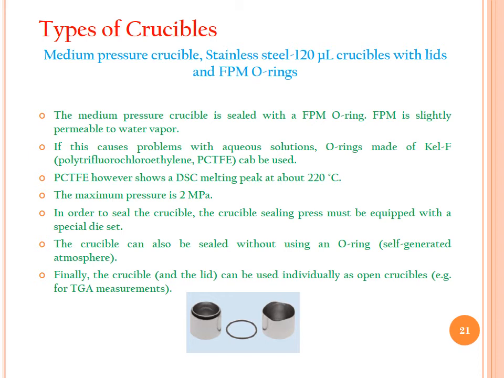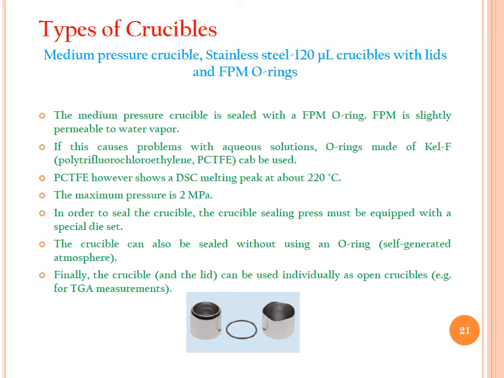In order to seal the crucible, the sealing press must be equipped with the special die set. The specific die is required to seal the lid and the crucible, which also incorporates the O-rings between the lid and the crucible.